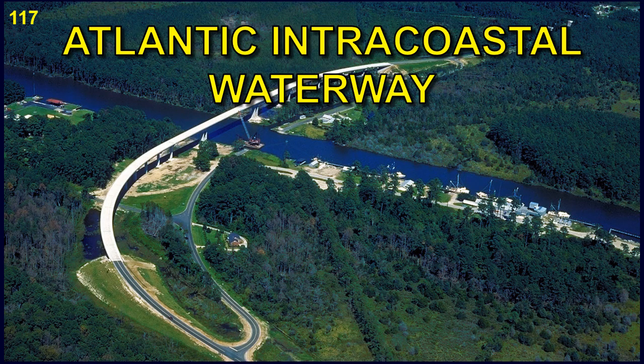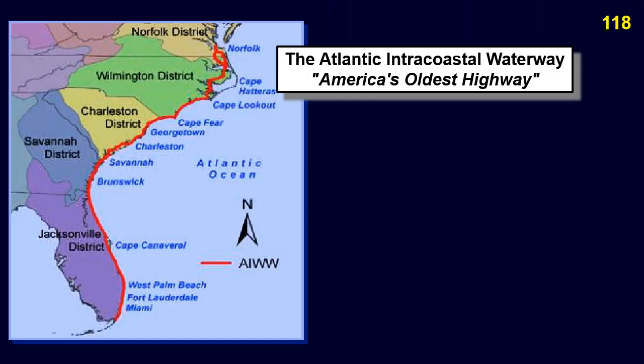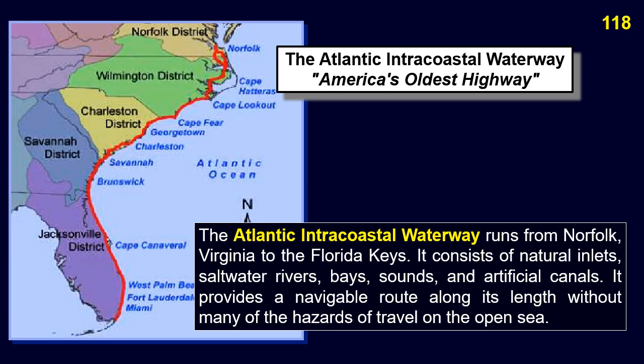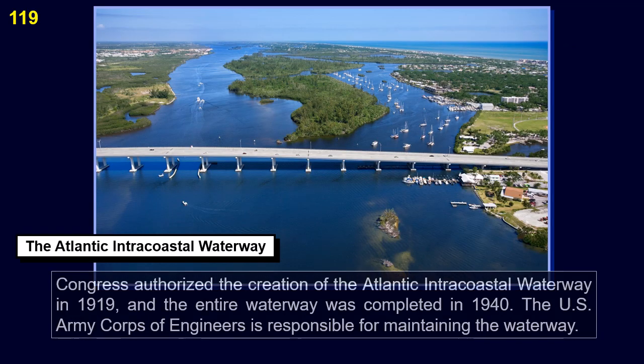The Atlantic Intracoastal Waterway. The Atlantic Intracoastal Waterway runs from Norfolk, Virginia to the Florida Keys. It consists of natural inlets, saltwater rivers, bays, sounds, and artificial canals. It provides a navigable route along its length, without many of the hazards of travel on the open sea. Congress authorized the creation of the Atlantic Intracoastal Waterway in 1919 and the entire waterway was completed in 1940. The U.S. Army Corps of Engineers is responsible for maintaining the waterway.